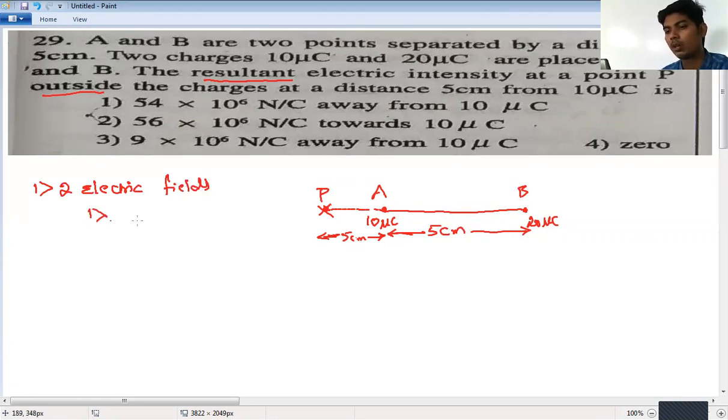One is due to 10 microcoulomb and another is due to 20 microcoulomb. Since both are positive in nature, at point P the electric field due to plus 10 microcoulomb will be outwards. We will call this E1, the electric field produced by 10 microcoulomb. Similarly, for the electric field at point P due to the 20 microcoulomb charge, which is also positive, the field at point P will still be outwards.